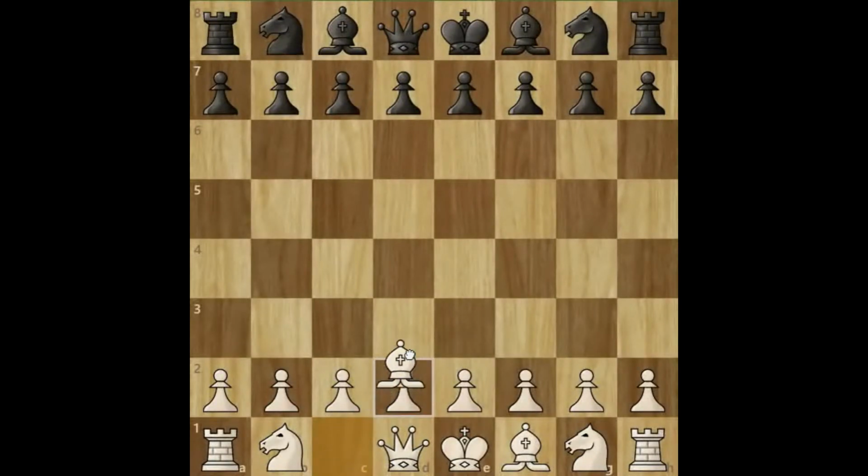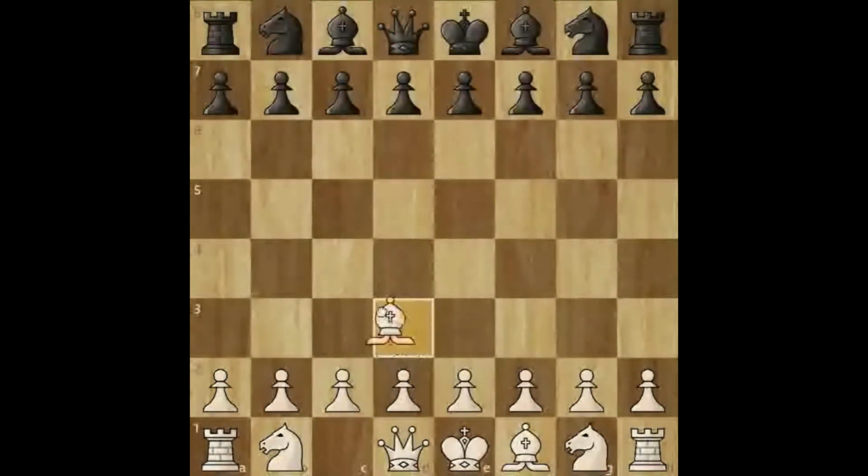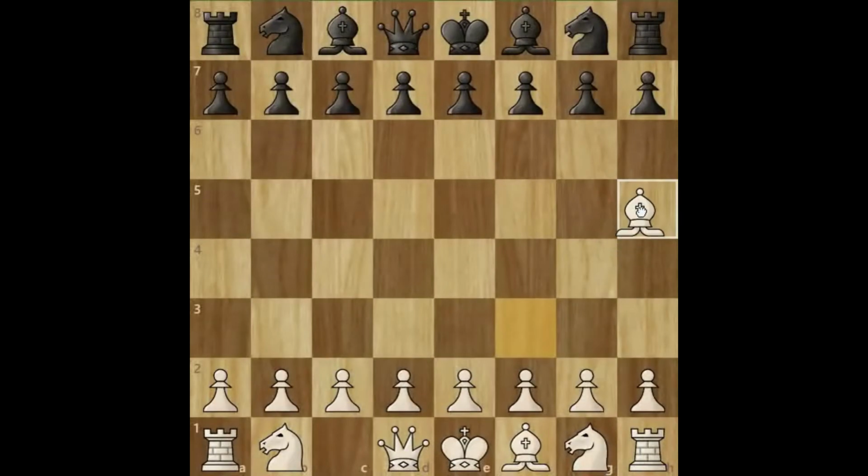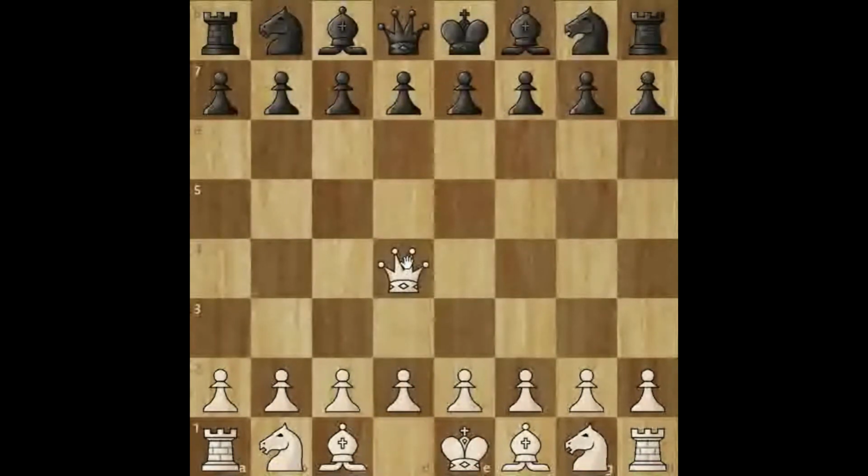Then we have the bishop. The bishop can move diagonal only. It can go anywhere on the board it wants to, cannot jump over pieces, but it can go wherever it has free space. Then we have the queen. It can move in any direction. The only piece that can move in any direction is the queen.